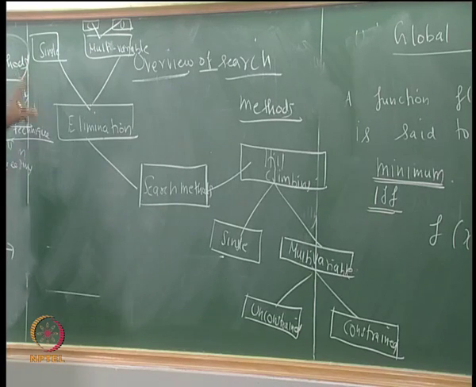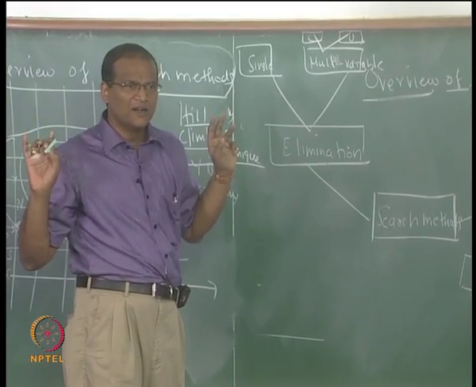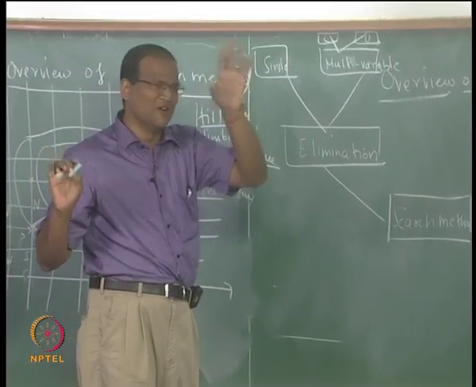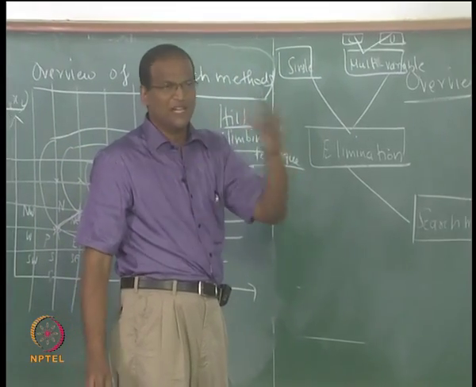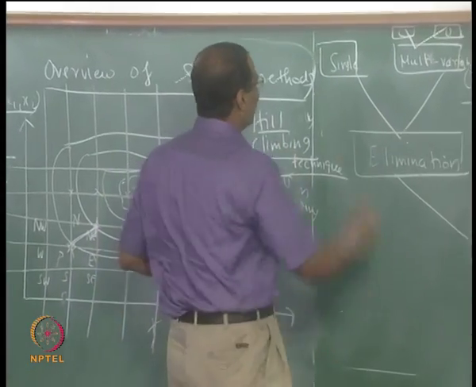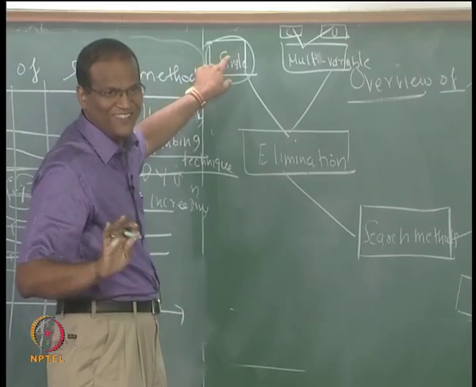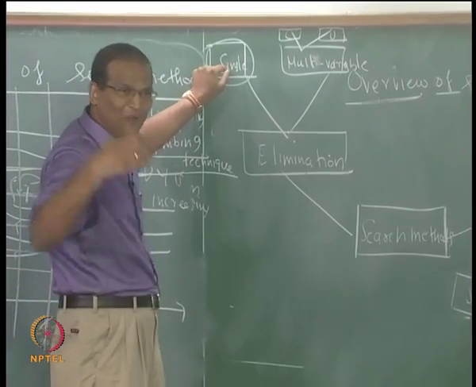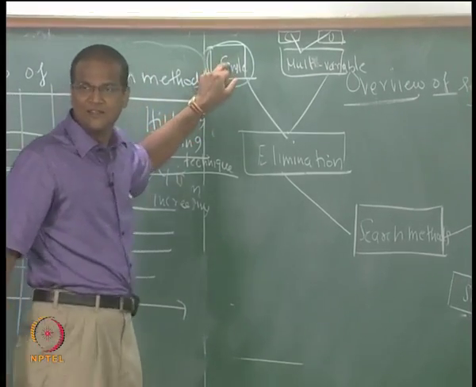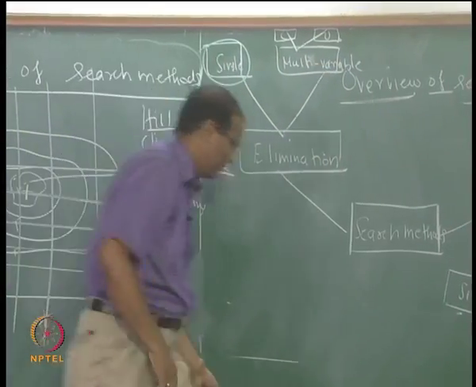We already learned single variable, unconstrained. Was it unconstrained? No, it was constrained, but you converted it to unconstrained. Single variable, unconstrained elimination. So I don't have to teach you anything else? No, I will teach you something more than that. But we have already seen this. Now we will see how many of these we are able to circle.